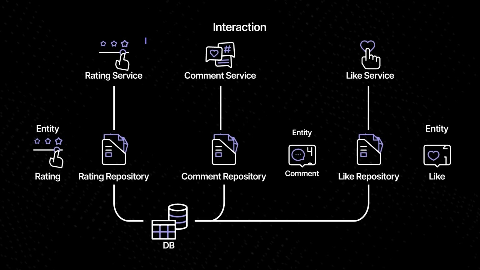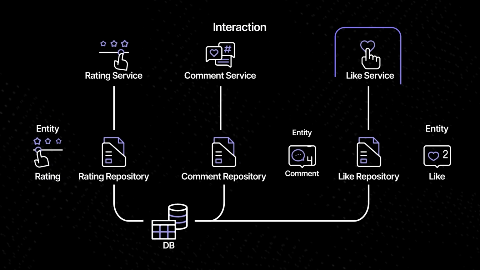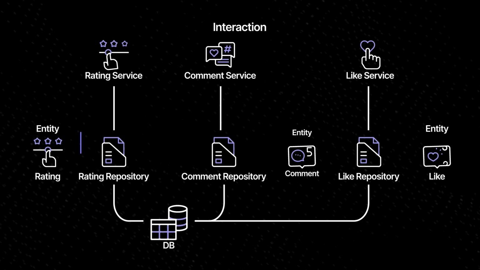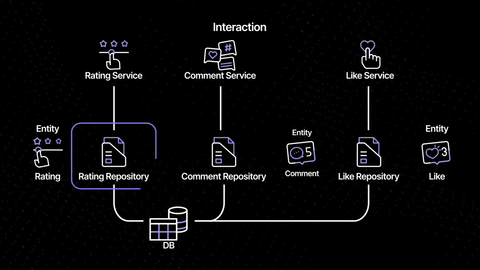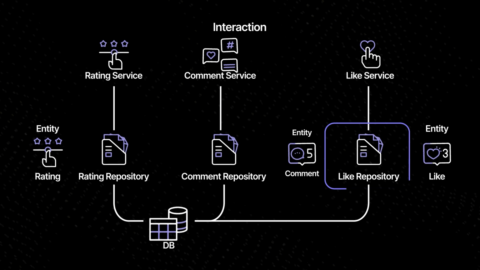Interaction. Here we rate, comment, and like everything. Entity. Is rating, comment, and like. The repositories are rating repository, comment repository, and like repository. Rating service, comment service, and like service keep this magic in action.